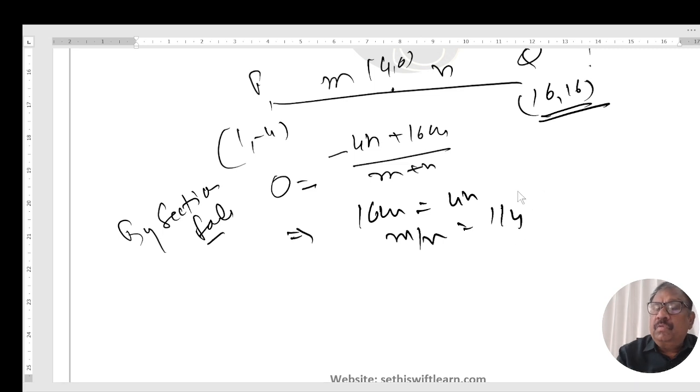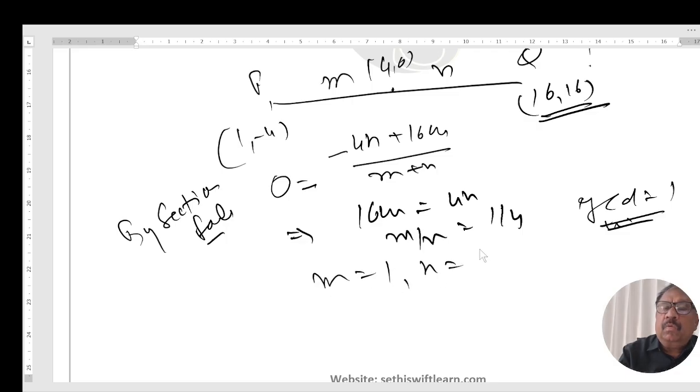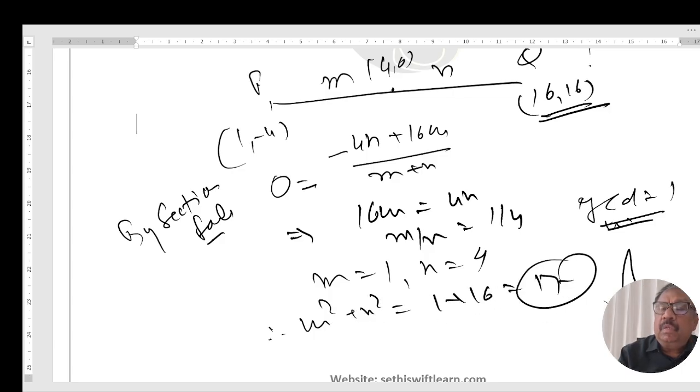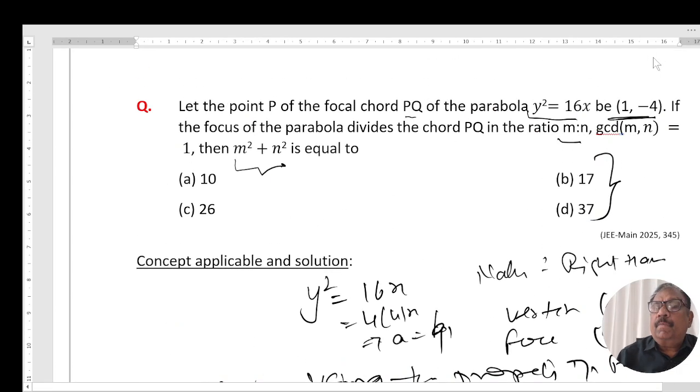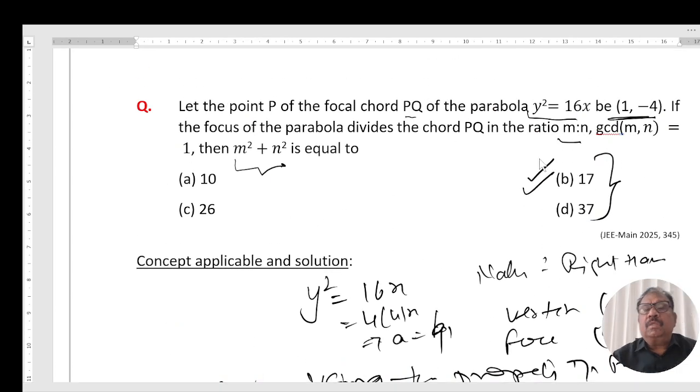Now the common factor is 0, so GCD of m, n is 1. So m equal to 1, n equal to 4. Therefore, the value of m square plus n square equal to 1 plus 16, that is 17. This is the answer. Check the answer. B is the correct answer.